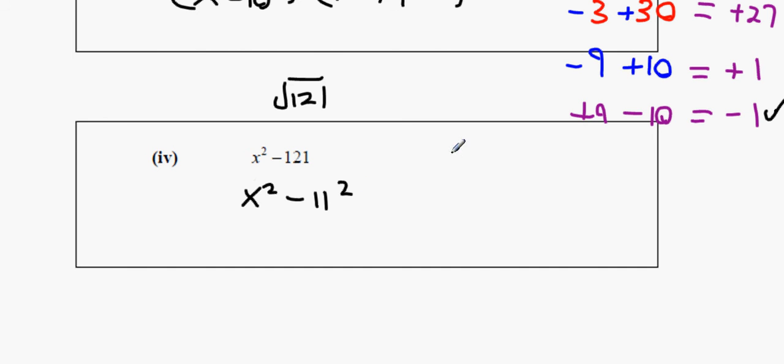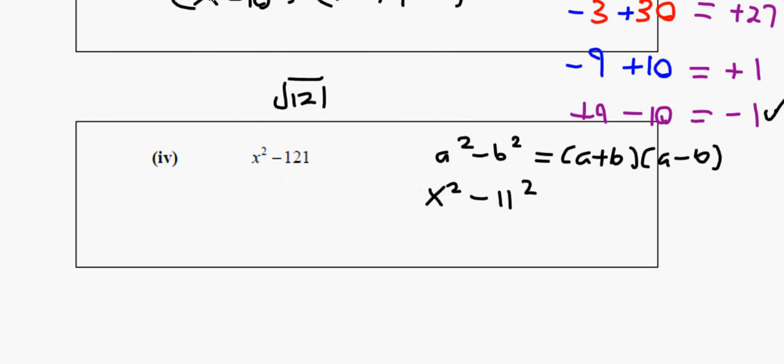And as discussed before, we know a squared minus b squared. This is a learn off. We have to learn this off by heart. A minus b. So a is x, okay? So we can just simply move this over here. Just compare it directly downwards, okay? A is x, and this time b is 11. Okay? So what we're going to get as our answer is x plus 11 and x minus 11.